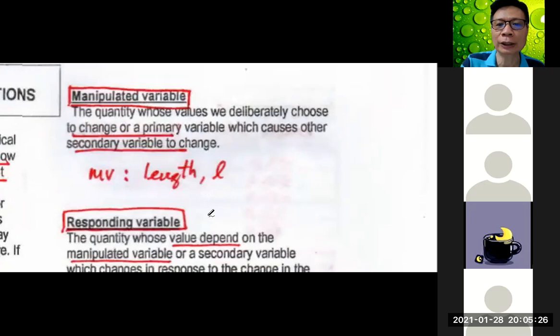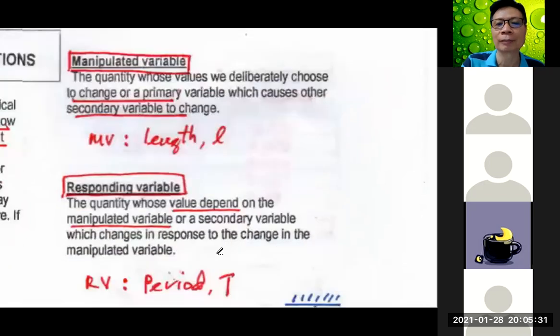Then responding variable means the result you measure. The result you measure in the experiment is, for example here, the periods of oscillation. You are recording the time taken for one oscillation. So the responding variable here is period. Manipulated is length. Responding is period. Okay?